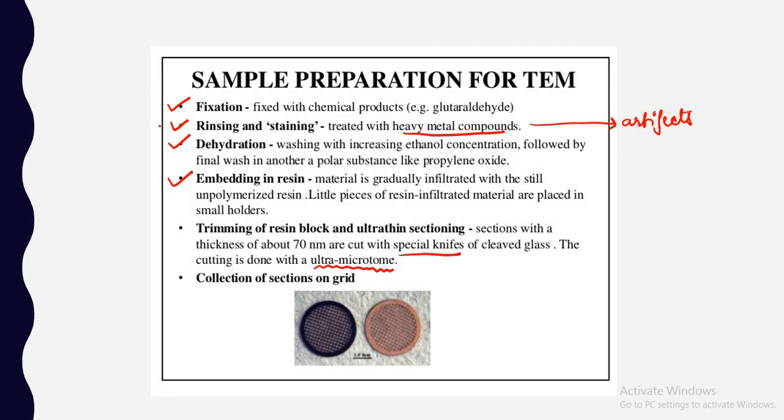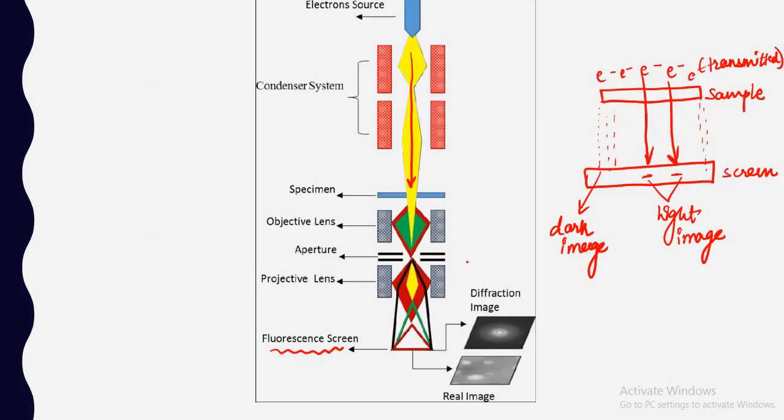So first of all, you have rinsing, staining, and then dehydration. Then the next one is the trimming of the resin block and ultra thin sectioning. Thin sectioning needs to be done. Then the samples are fixed with fixative chemicals like glutaraldehyde, and then they are embedded in resin like this. They are fixed and embedded onto this type of grid. Then this grid is placed onto the specimen like this over here. This grid is placed.